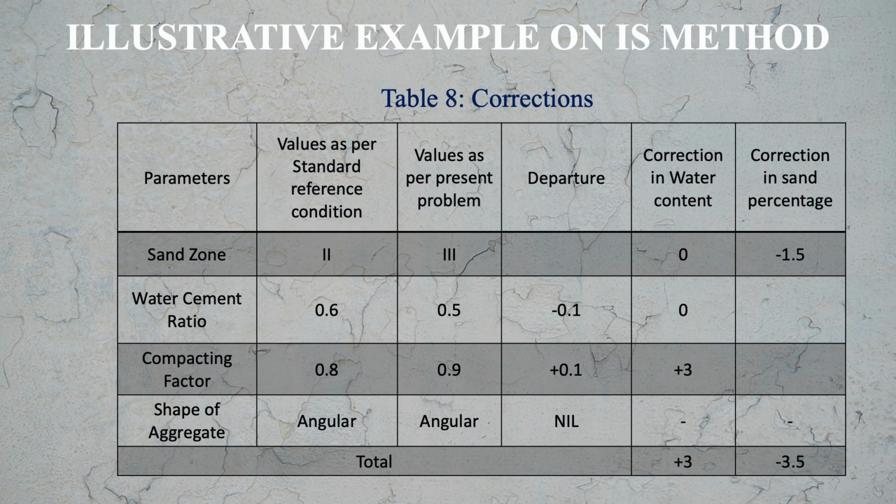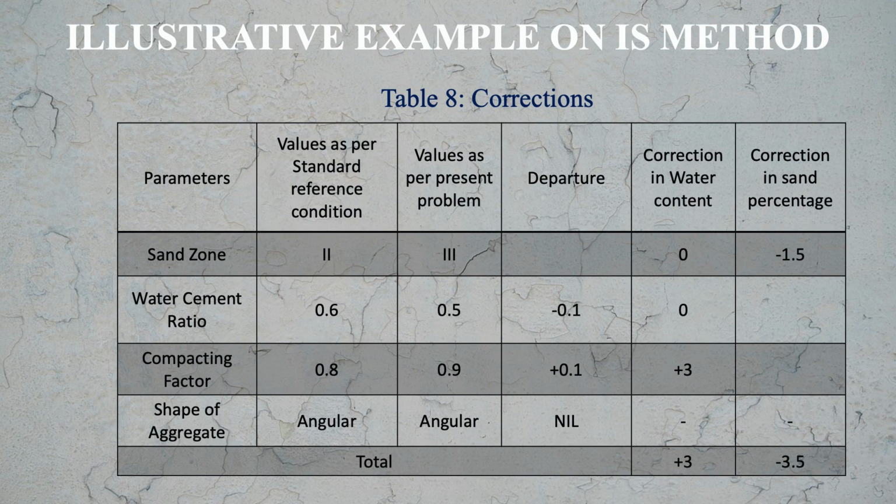As you see from this table, in the first column parameters are given, in the second column values as per standard reference conditions are given, then in the third column values as per the present problem, the given problem, are given. Then we see the departure, what is the departure from the standard reference conditions in case of this problem.